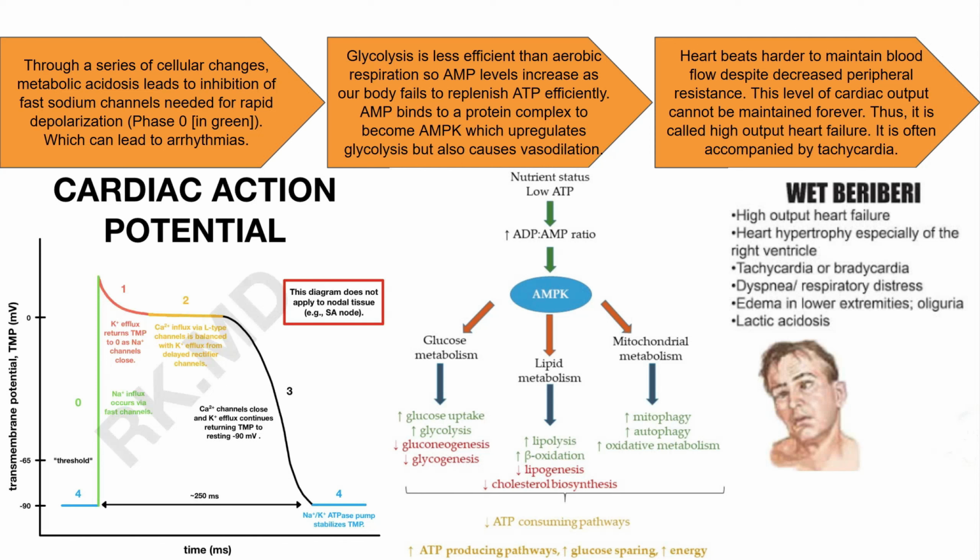So AMP, that's adenosine monophosphate, which is the phosphate depleted version of ATP, our cell's energy. Those AMP levels begin to rise as our body fails to replenish ATP. Technically, ADP also accumulates, but it's AMP that matters most for heart function because AMP binds to a protein complex to become AMPK. This upregulates glycolysis and also causes vasodilation. And that vasodilation concept we will come back to later.